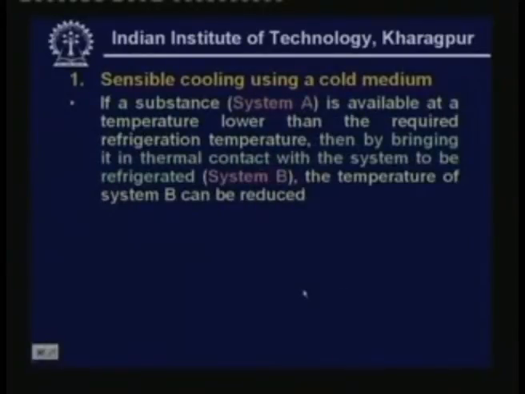If a substance, let us say system A, is available at a temperature lower than the required refrigeration temperature, then by bringing it in thermal contact with the system to be refrigerated, that means system B, the temperature of system B can be reduced. Okay, let me give an example again.